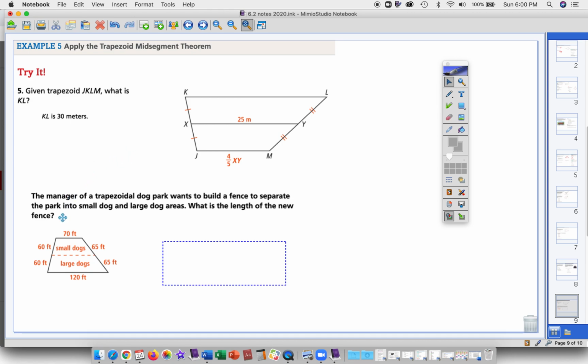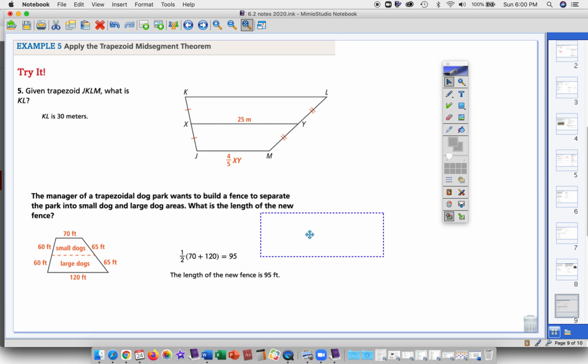For the dog park, the length of the new fence, we can use our new formula, 1/2 of 70 plus 120, and we get that the length of the new fence is 95 feet.